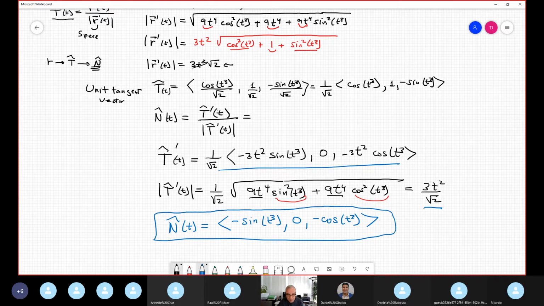So basically, let me see. When you divide this by this, it's obvious that radical 2 is cancelled out. This 3t squared cancels out here and here, and stays only sine with the minus here, minus 0 and minus cosine. Any question? Super.